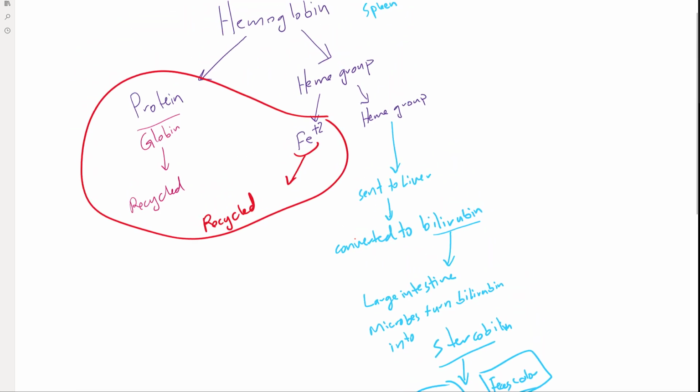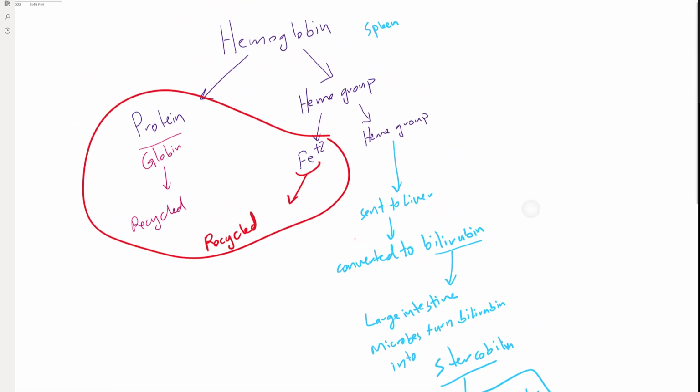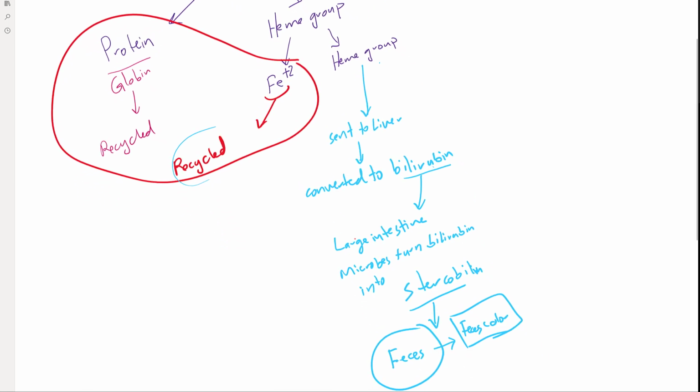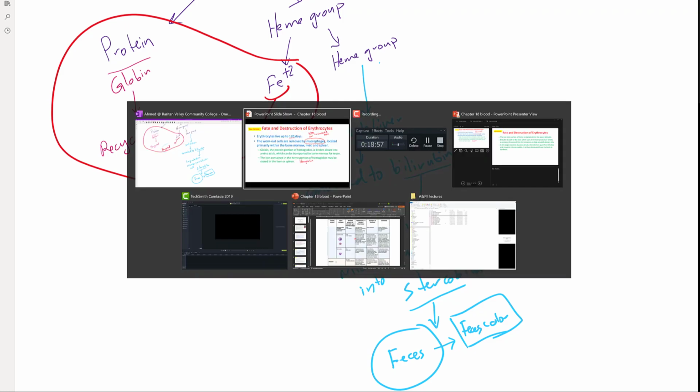Okay, so this is the recycling of the hemoglobin. We separate the hemoglobin. We said it's a protein and iron ion, and those will get recycled. Then we have the heme group to be sent to the liver, converted to bilirubin, then to the large intestine, converted to stercobilin, and that will get secreted with feces outside the body.